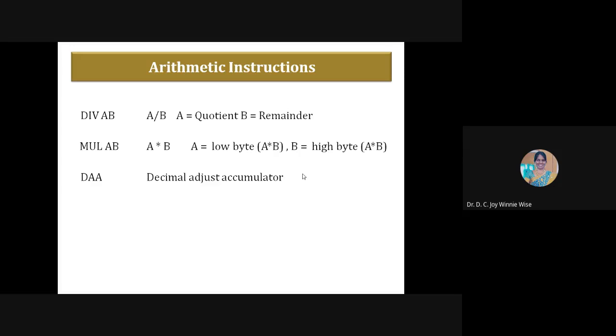Next one is decimal adjust accumulator. You know this. What is DAA? Decimal adjust accumulator. It is used for BCD operation. BCD means if the number is greater than 9, 6 will be added to that. So DAA is used for BCD operation. If the number is greater than 9, 6 will be added to that. So these are the division, multiplication and DAA instructions.